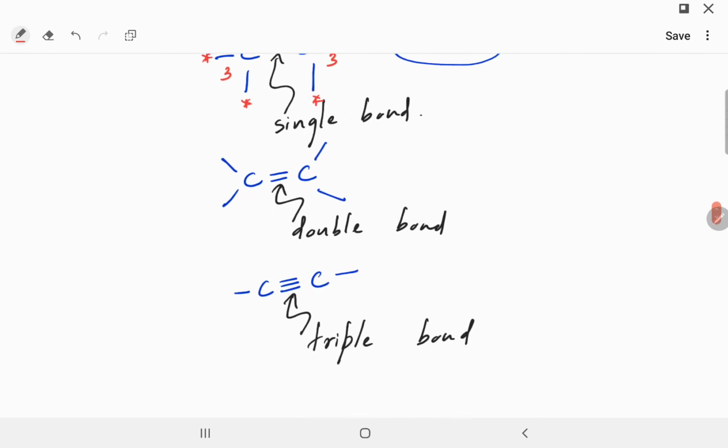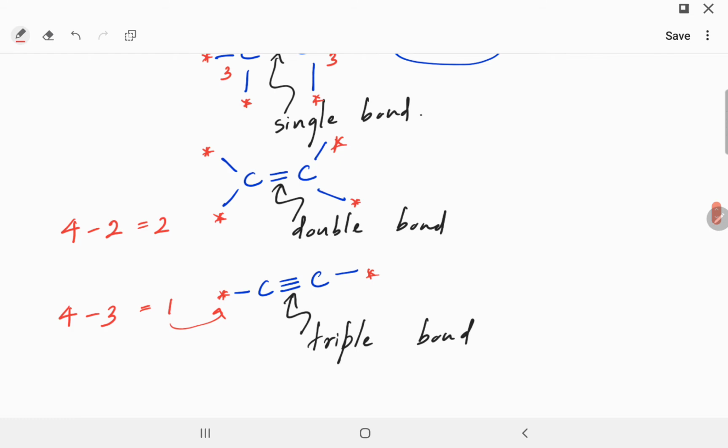So if you're going to have a double bond between the two carbon atoms, then out of the 4 bonds, you already made 2 bonds. How many left? 2 more, right? So 1, 2. 1, 2. So if you have a triple bond between the two carbon atoms, each carbon needs 4 bonds, and you already have 3 bonds. So for each carbon, you only need one additional bond, okay?